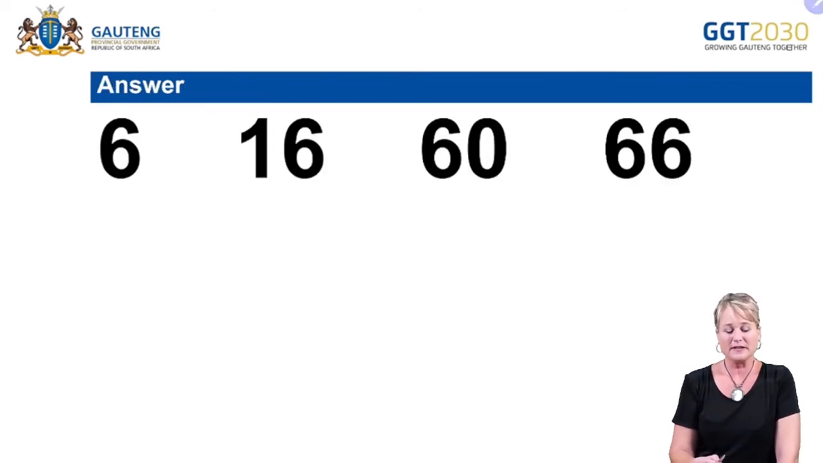There are our answers. So we started with 6, then 16, then 60, and then 66. We always have to be very careful that we pronounce those words very carefully so that there's no problems. 16 ends with an N and 60 ends with a Y. So let's always try and say them very carefully and slowly.